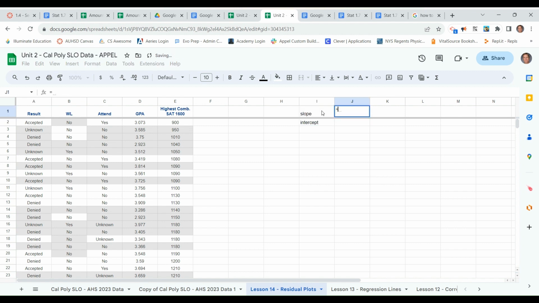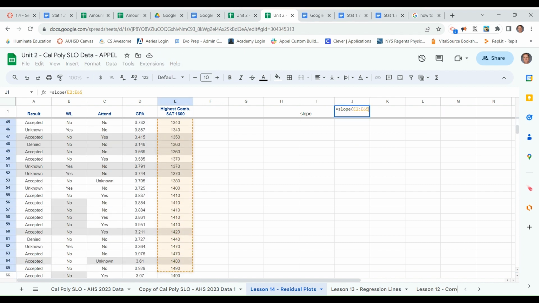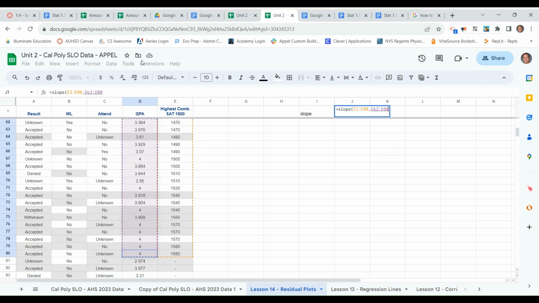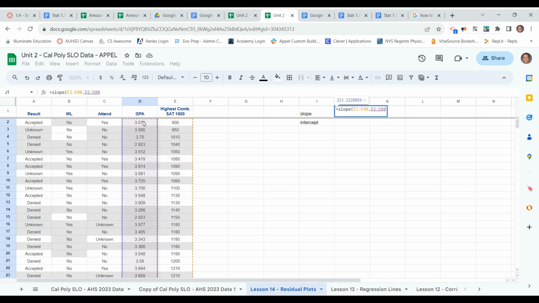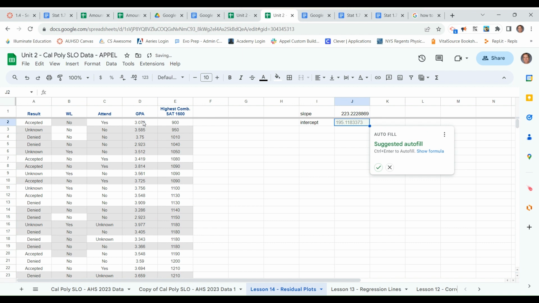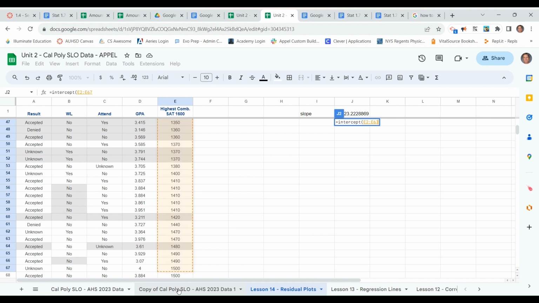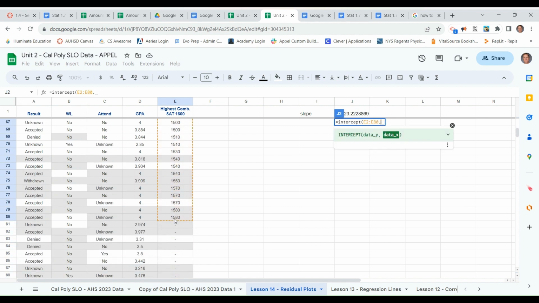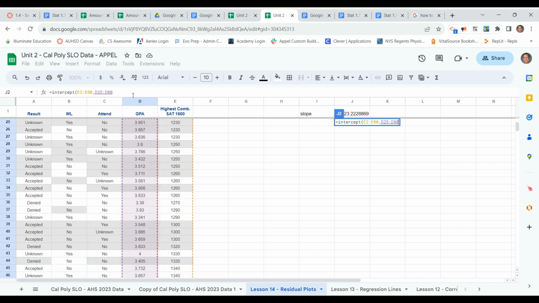So my slope equals slope. And I want to take the data, the y data first, and then the x data. And then my intercept equals intercept. And my y data and my x data.